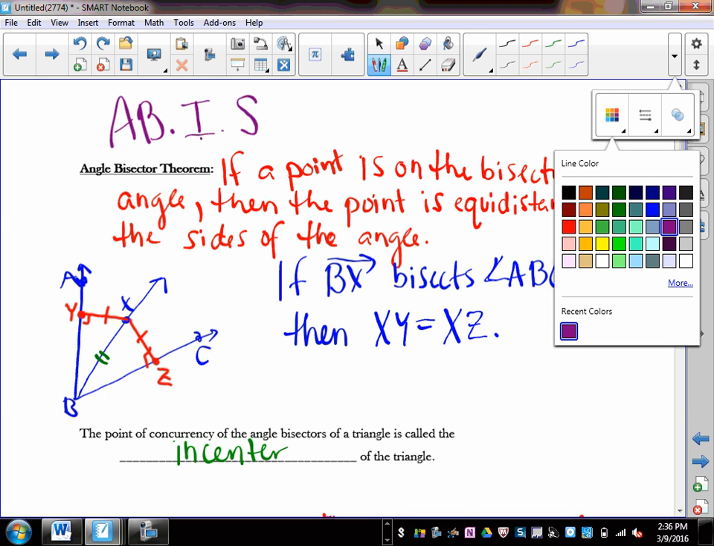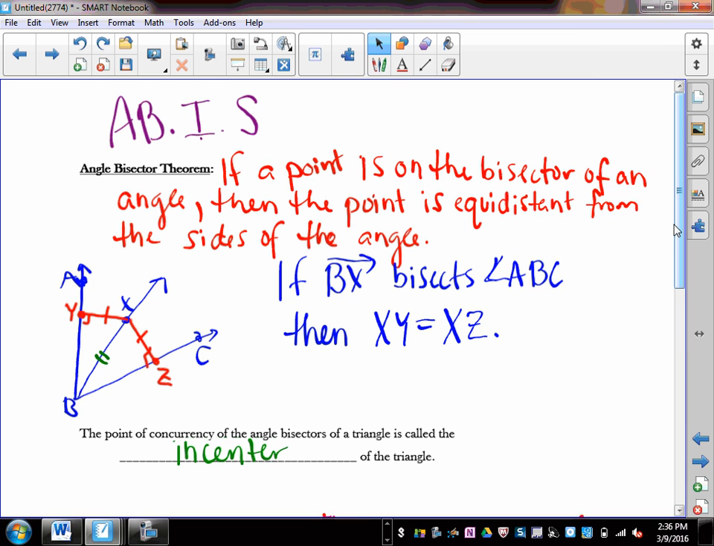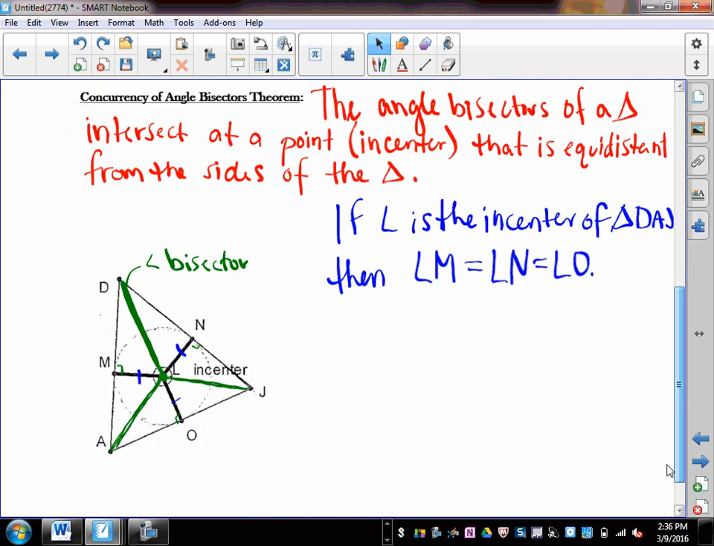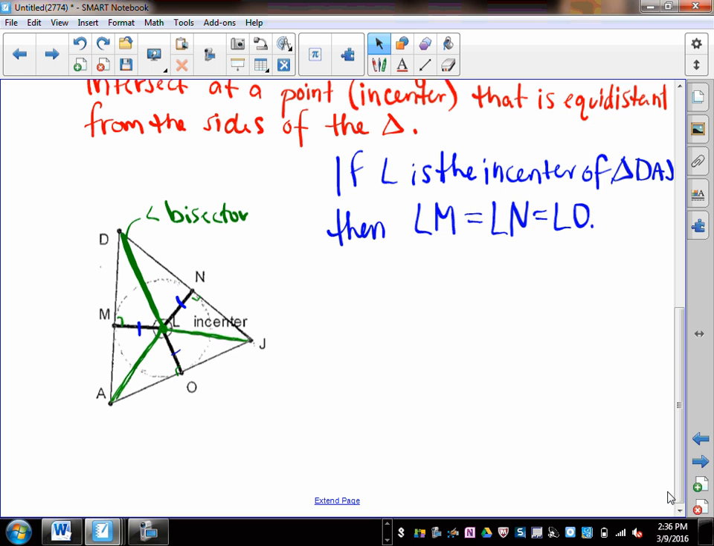Questions on that? Okay. I did want to show you one more thing with our in-center. You can see it's already kind of drawn in there. If we take this distance from the in-center out to one of the sides, that also creates a circle, which is inscribed inside the triangle.